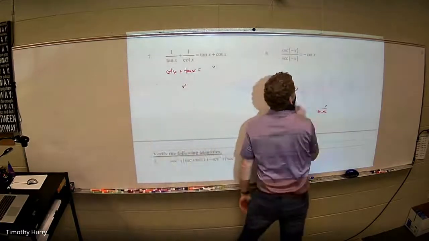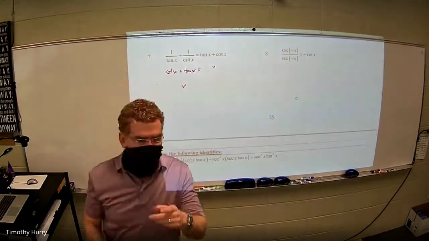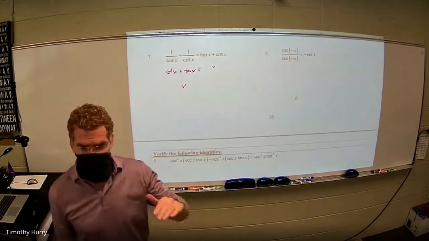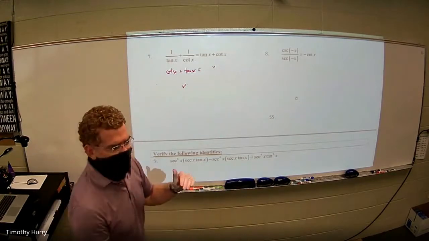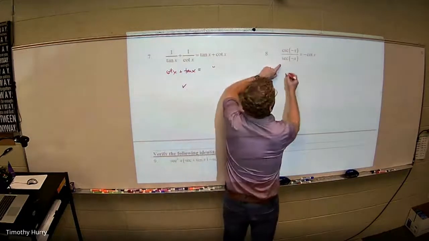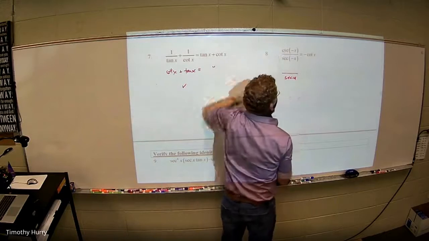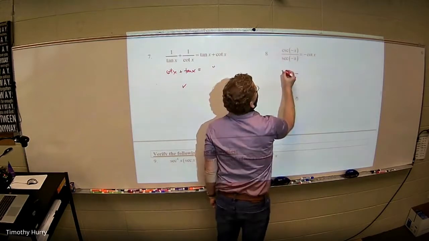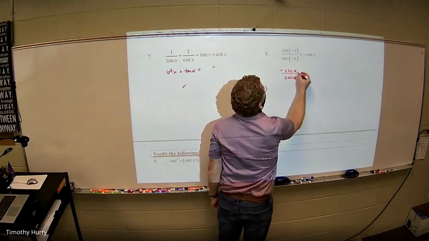What about this one? Is there anything that jumps out at you? That's secant of the negative x. So the negative x in there, those are the even odd identities. So when does the negative just go away? On the secant. So I can change that bottom part to just a secant. And what happens with the cosecant? The negative comes out. So I get a negative cosecant of x.